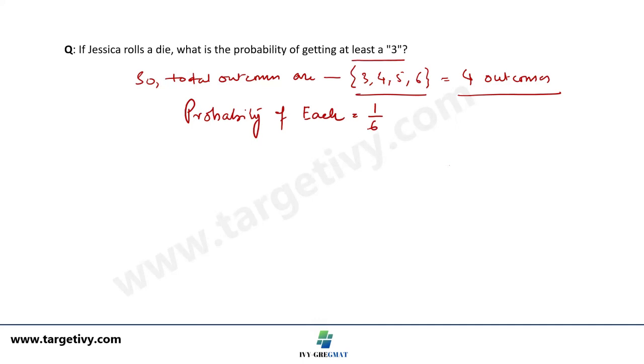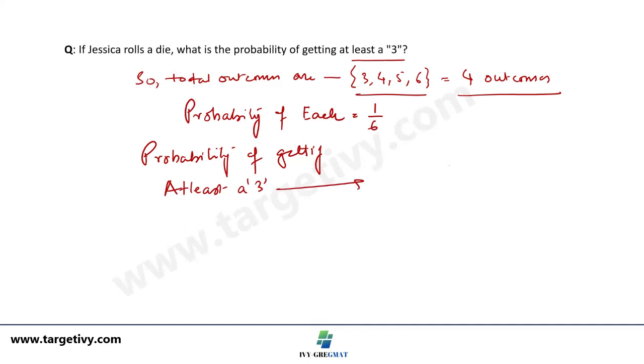Hence, the probability of getting at least a 3, so this is P, will be 1 by 6 plus 1 by 6 plus 1 by 6 plus 1 by 6. We solve it, it is 2 by 3.